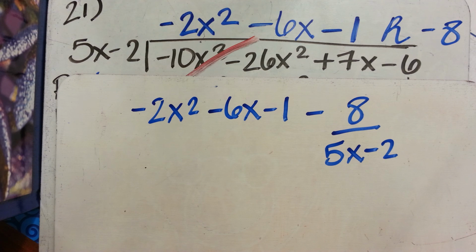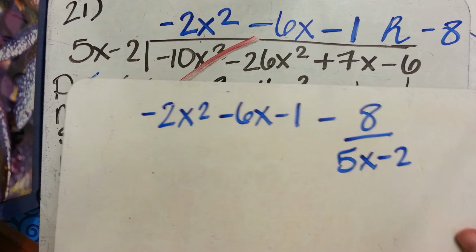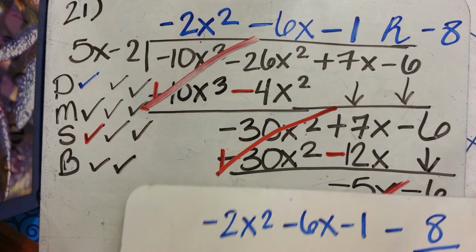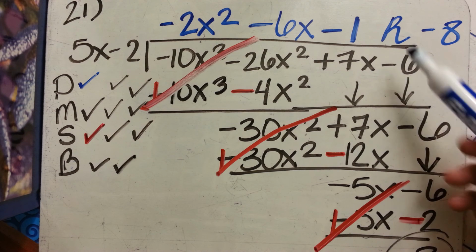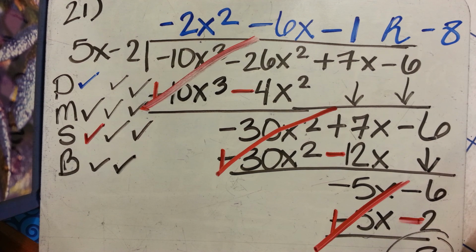And that's pretty much it for polynomial long division. All right, so that's all there is to it. If you just follow the steps, and again, our steps are divide, multiply, subtract, and bring down. And pay attention to your signs. There's no reason why you can't do this with much success.